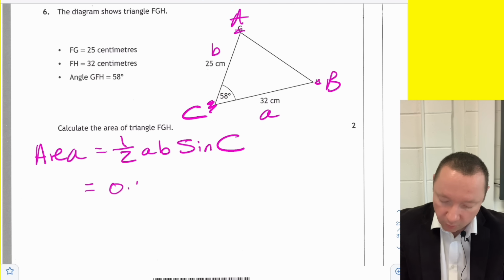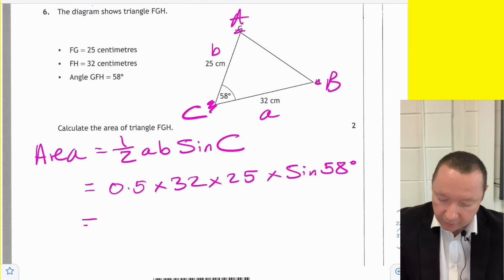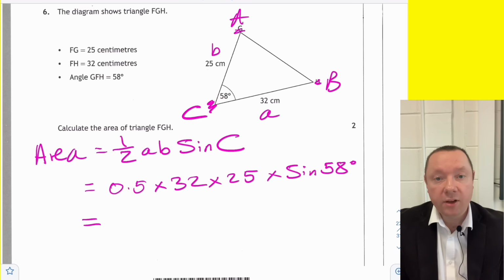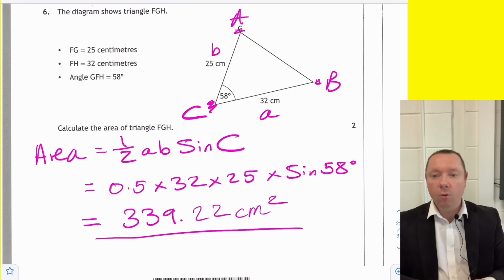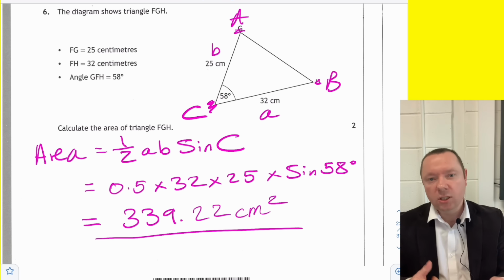So that's 0.5 times 32 times 25 times the sine of 58. Just get a calculator to work that out, and we get 339.22 centimetres squared, because it's area. Again, you can round if you want, but best not to round, just in case you make a mistake.